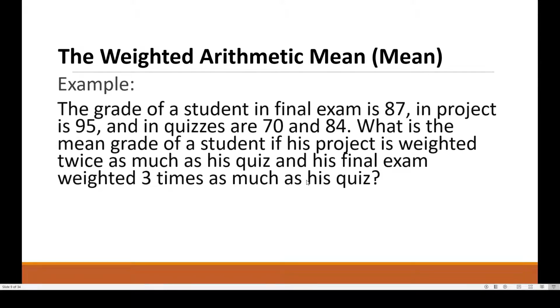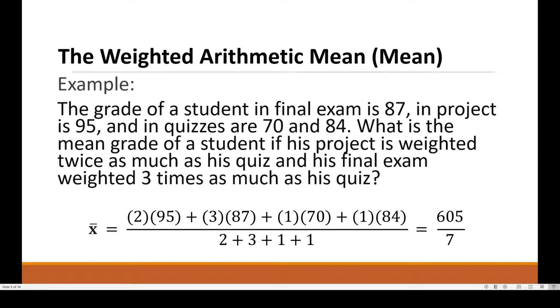So example: the grade of a student in final exam is 87, in project is 95, and in quizzes are 70 and 84. What is the mean grade of a student if his project is weighted twice as much as his quiz, and his final exam weighted 3 times as much as his quiz?